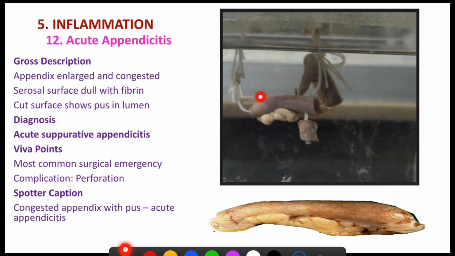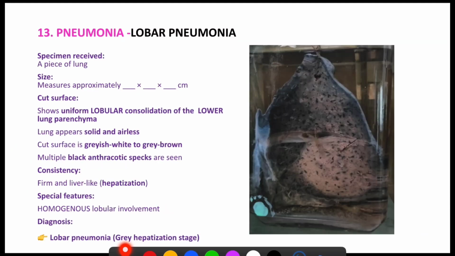So outer surface, whether it is enlarged or congested or not, the serosal surface, which is the outer surface, and it is dull. If you find any pus or purulent material here, then describe, otherwise always skip this and tell whether it is enlarged or not. And most commonly, the patient presents with a surgical emergency and perforation. So this is the specimen of acute appendicitis.